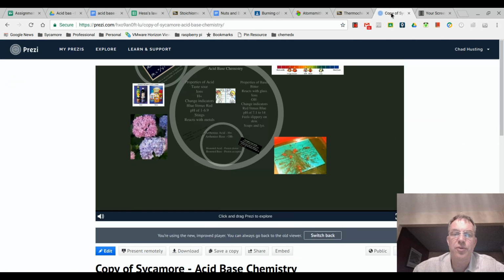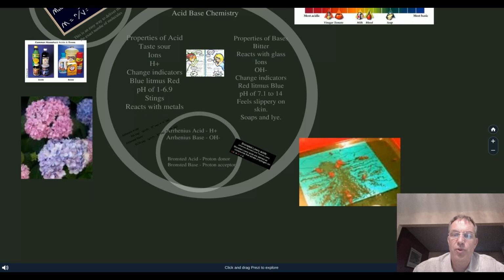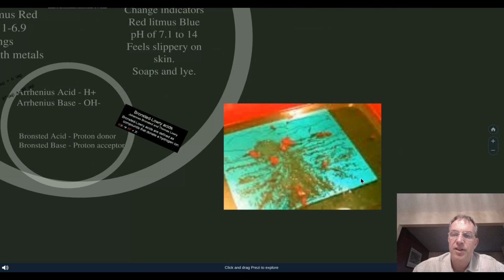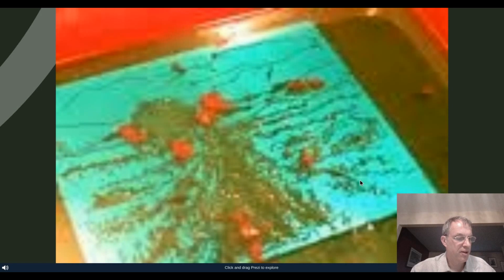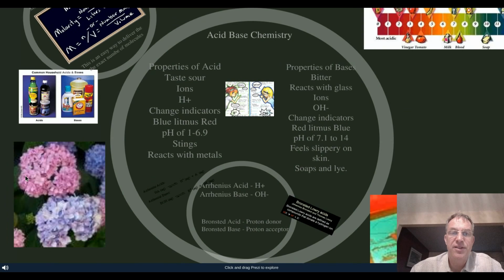So let's go back to this one. We'll take a look at some quick little properties here. Down here, acids love to eat through metals. Big problem that occurs with that is acid rain can really do some damage on cars. The metal ions can get into all kinds of nasty underwater stuff. A couple of things here. Properties of acids. They taste sour. Think of like juices or acids. They always give off H plus ions.